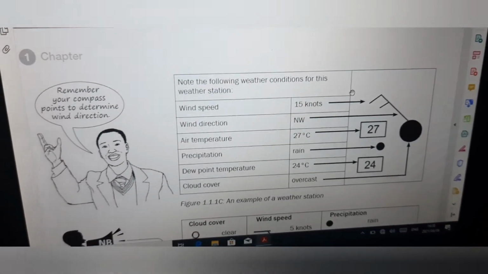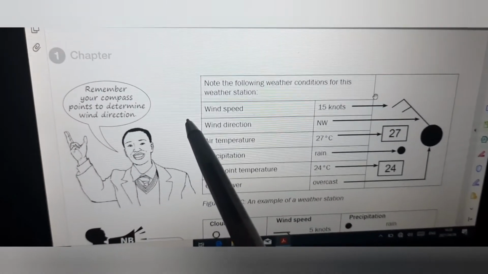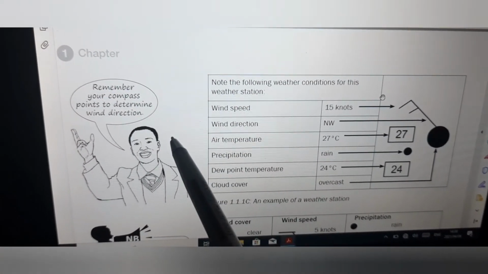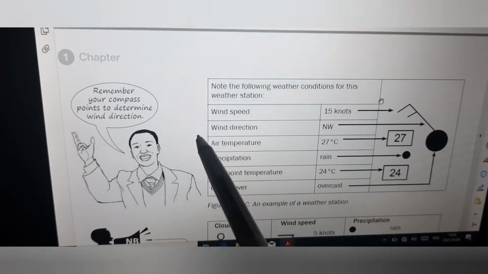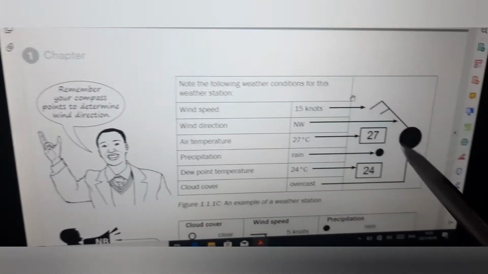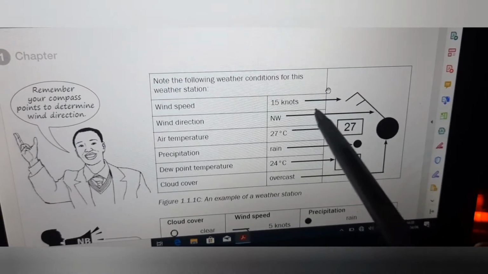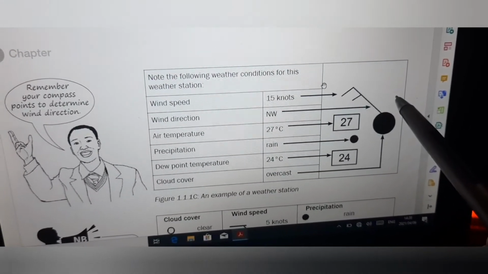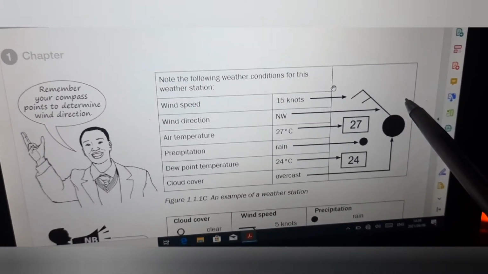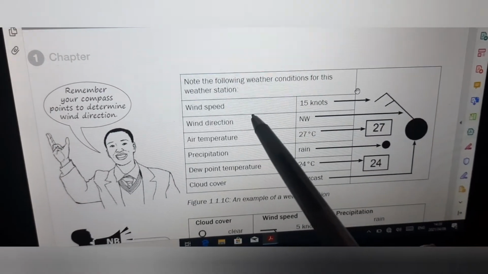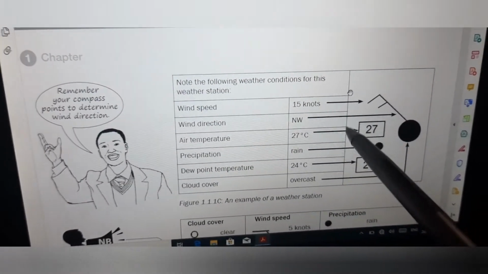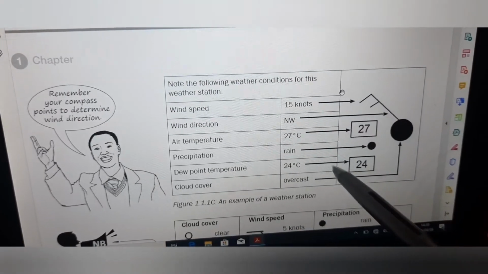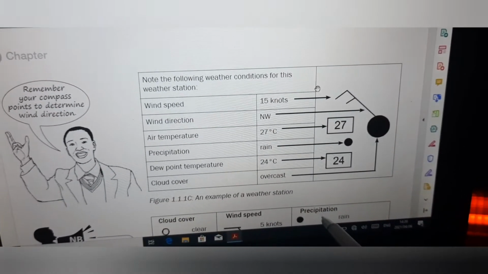So they say in here, remember your compass points to determine the wind direction. So if it's pointing this way, which is on my right, it means it's going to the east. If it's going that way, it's the west on your left, and then going up it's your north, and going down it's your south.